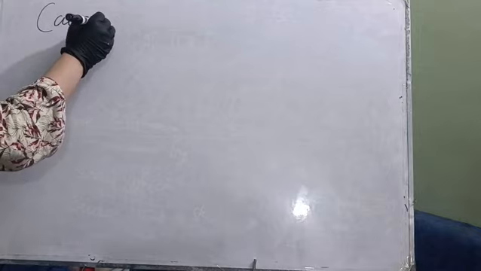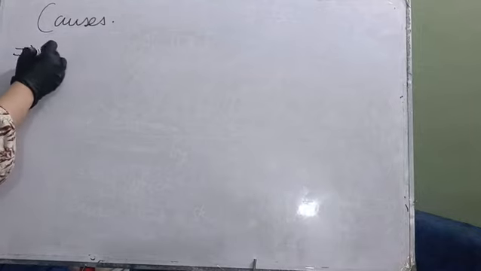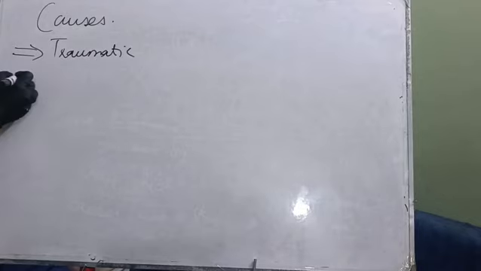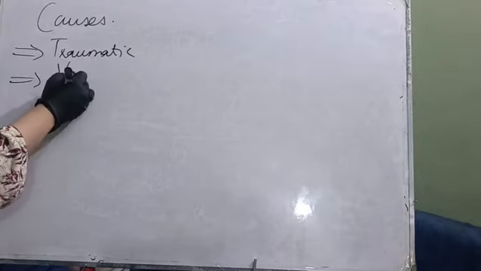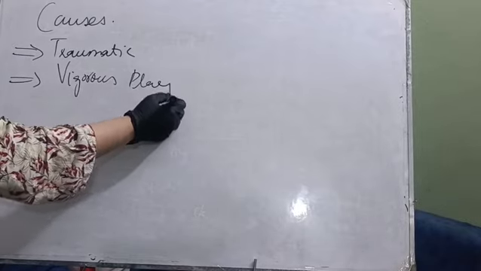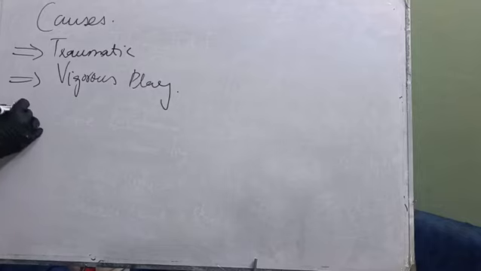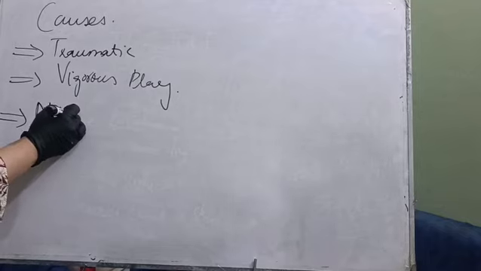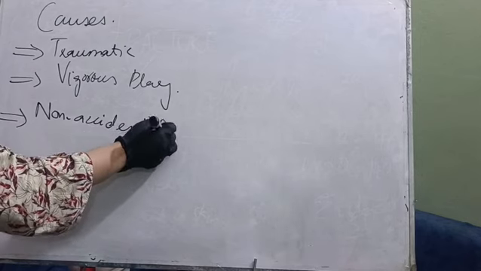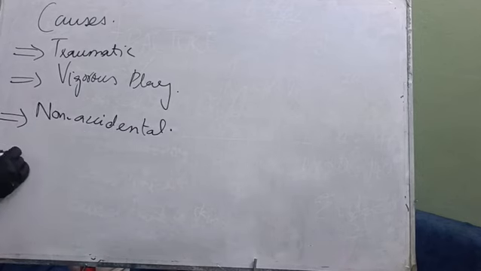Now we will learn about the causes of fracture. Causes of fracture can be due to either traumatic incidences, or due to vigorous play, due to non-accidental trauma, or neonatal fractures.